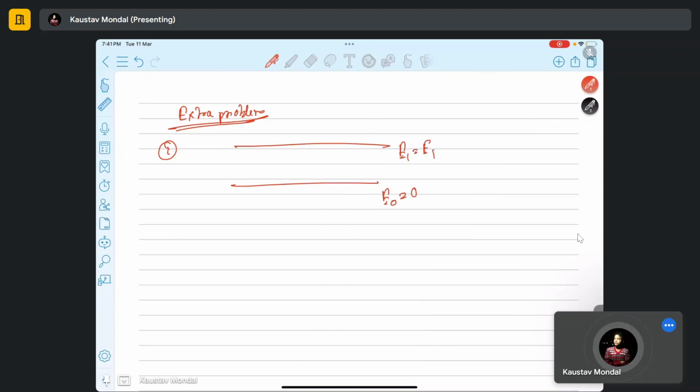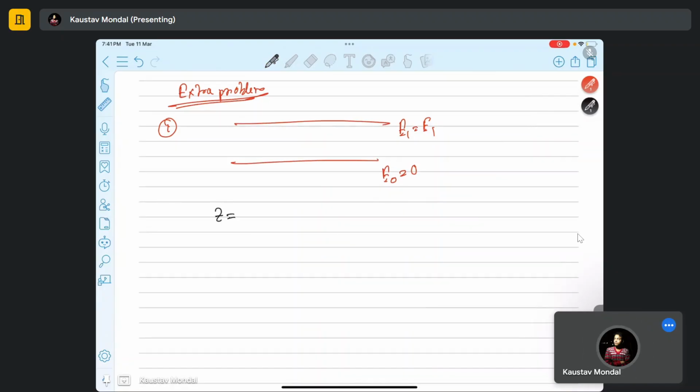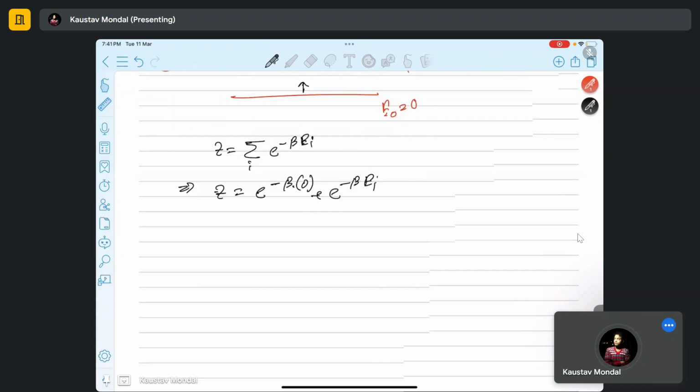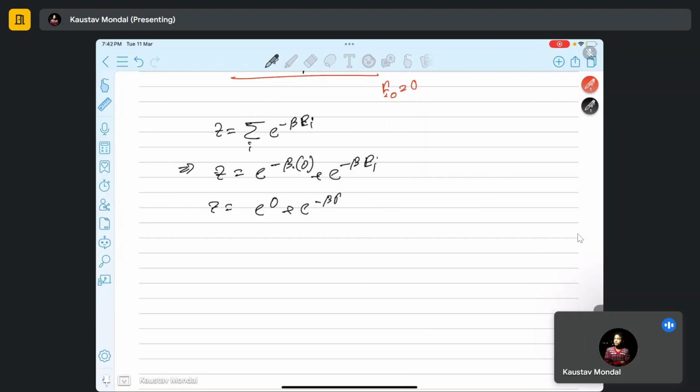Now, for this case, you have been asked to find the partition function. How can you do this? This is very easy. Z is the summation over i of e to the power minus beta Ei. There are only two states, and let's suppose only one particle, so it can be in the zero state or the E1 state. So Z will be e to the power minus beta into 0 plus e to the power minus beta E1, so 1 plus e to the power minus beta E1. This is the partition function we get here.